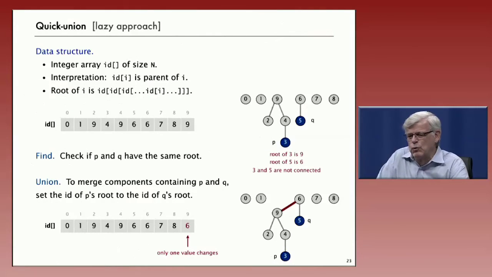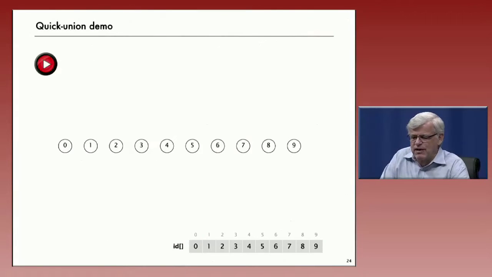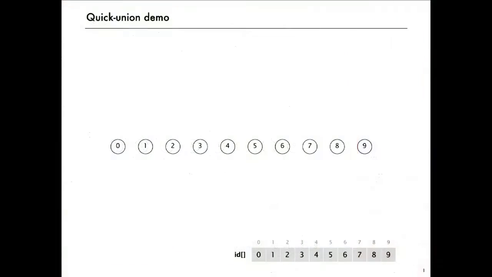And with just changing one value in the array, we get the two large components merged together. That's the quick union algorithm, because the union operation only involves changing one entry in the array. Find operation requires a little more work. So let's look at a demo of that one in operation first.